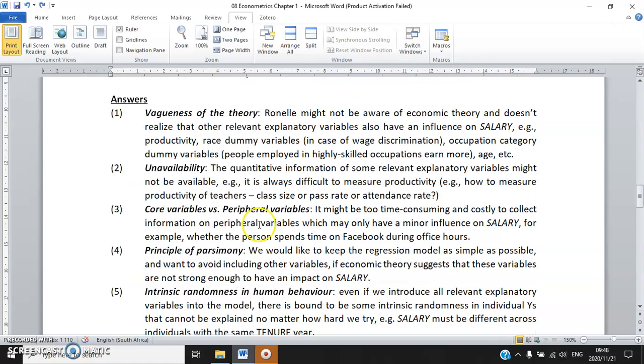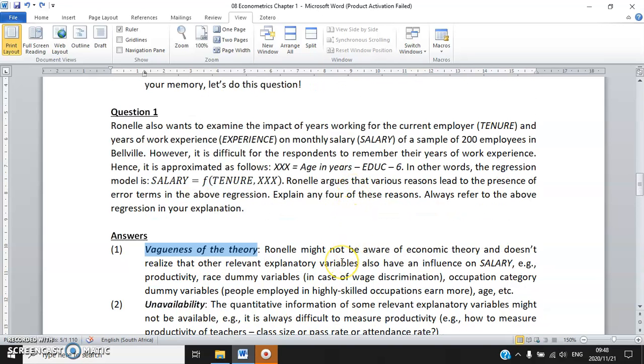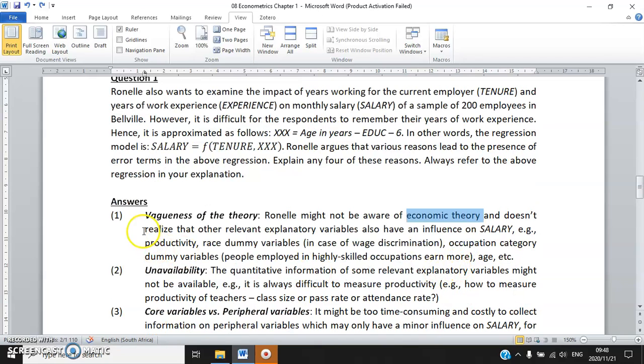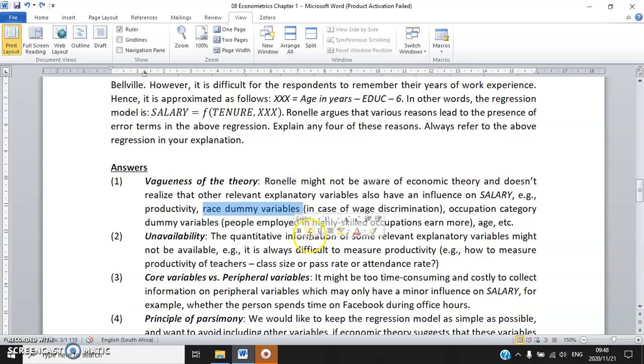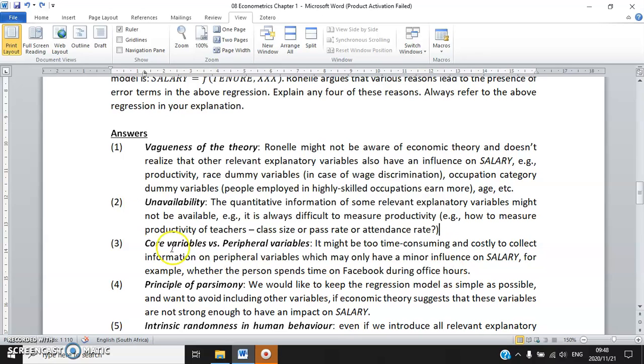First reason is vagueness of the theory, lack of understanding of the theory, because Ronel is not aware of other explanatory variables. So she doesn't fully understand the theory, and she doesn't realize other relevant explanatory variables also have an influence on salary. So she committed underfitting. For example, productivity has an impact on wage, even race and gender because of discrimination. Like gender discrimination, race discrimination, even occupation. If you work in a highly skilled occupation, you should earn more. Even age, it is argued elderly people should earn a bit more because of their comprehensive experience.